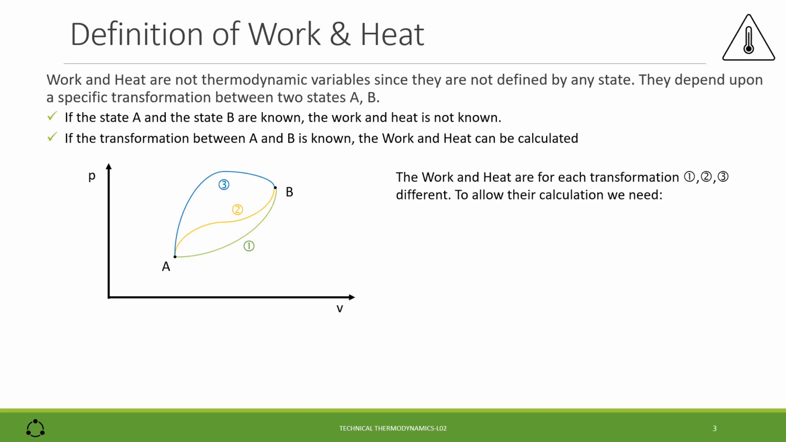The work and heat are different for each transformation 1, 2 and 3. To allow their calculation, we need to know the state A, the state B, and the equation of the transformation. In this case, since we are using the diagram PV, we need the function P of V.